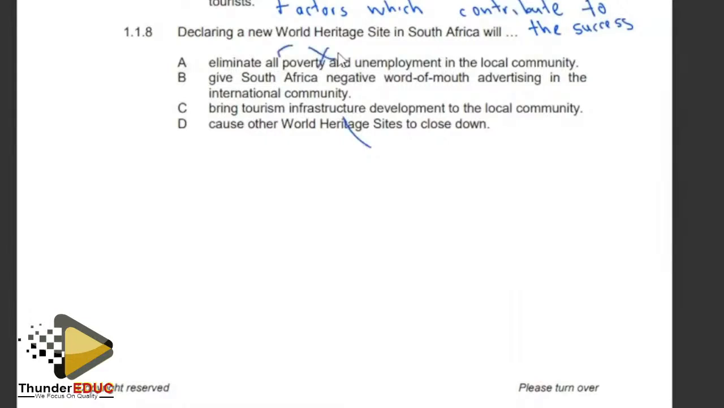It would give South Africa negative word of mouth advertising in the international community. Actually, it will do the opposite. It would actually give South Africa positive word of mouth advertising in the international community. So let's eliminate B, because the fact that they used the term negative disqualifies that particular answer.